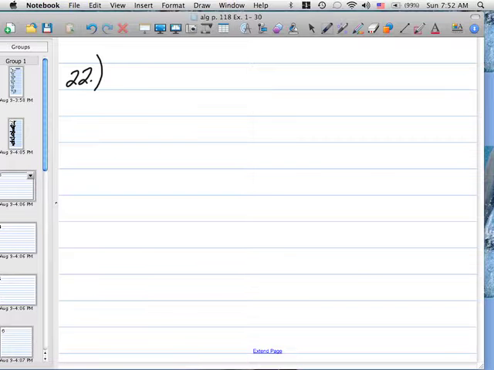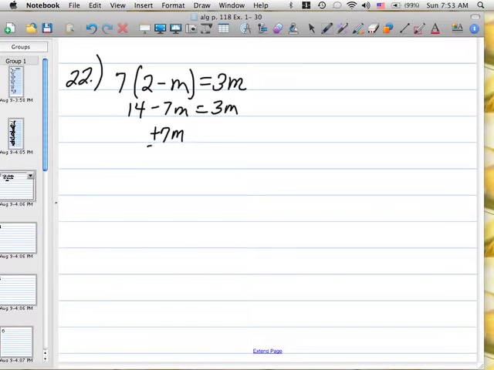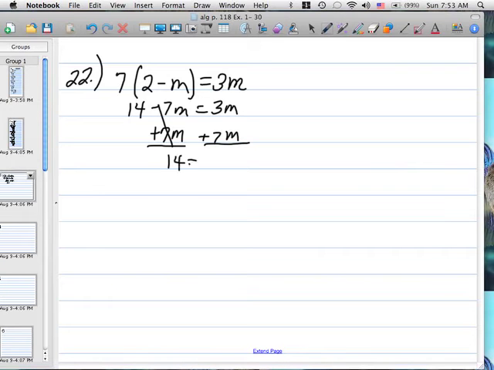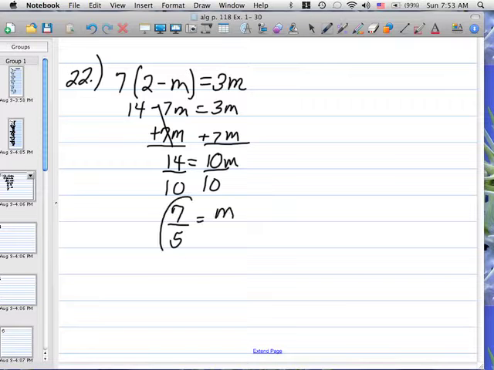Problem 22, 7 times the quantity 2 minus m equals 3m. Simplify, get rid of the parentheses. 7 times 2 is 14. 7 times the negative m is negative 7m. 3m is by itself, so I'm going to add the opposite of negative 7m to both sides. So I have 14 equals 10m. Divide by 10. Simplify the fraction. 2 goes into 14 7 times, and into 10 5 times. So my answer is 7/5.